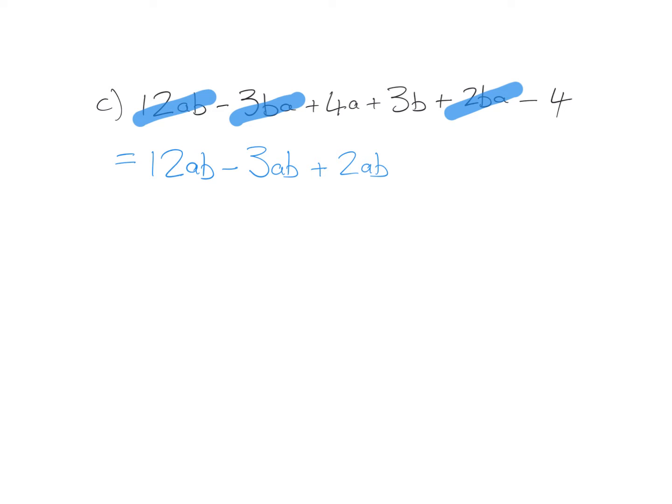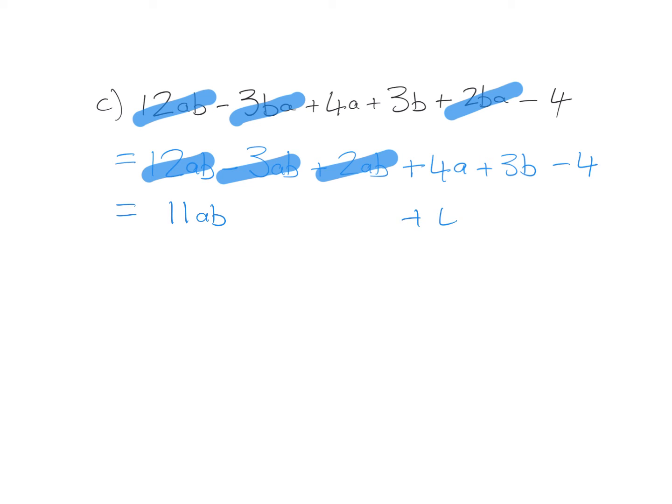The next thing I'm going to do is, what else have I got left over? Well, I've got no more like terms, so I'm going to go plus 4A plus 3B subtract 4. And now I can simply add and subtract my like terms and get my answer out. So 12 take away 3 gives me 9, added another 2, so 9, 10, 11AB, plus my 4A, plus my 3B, subtract my 4. And that would be my answer.